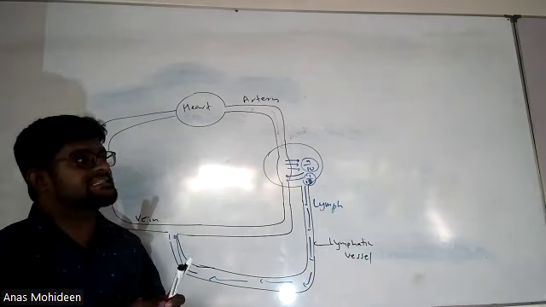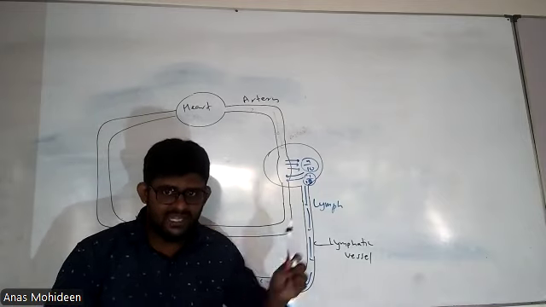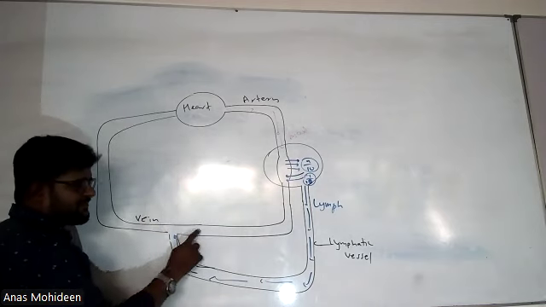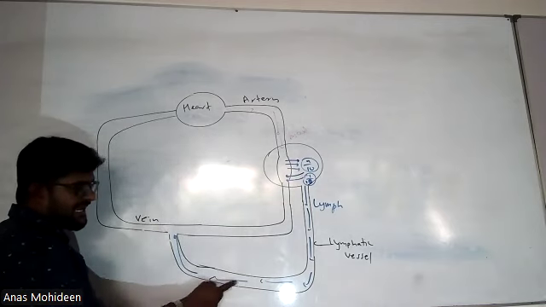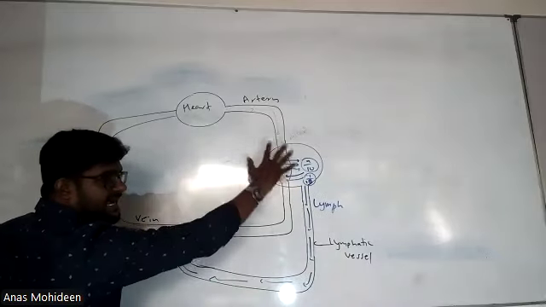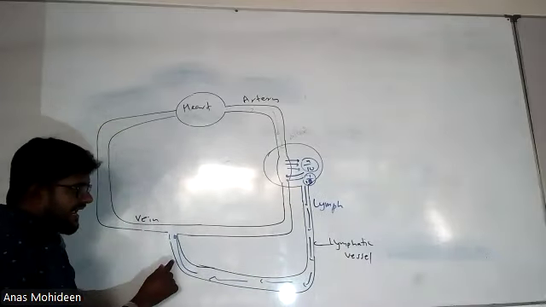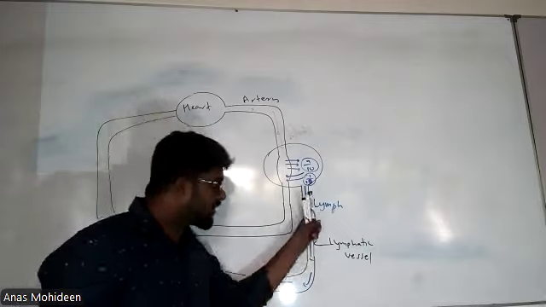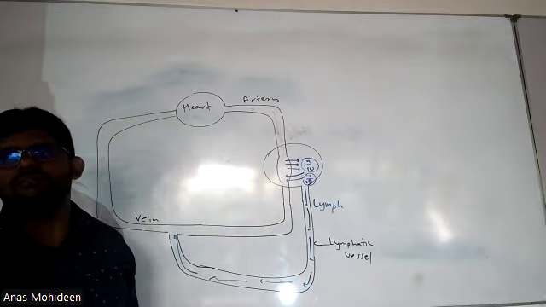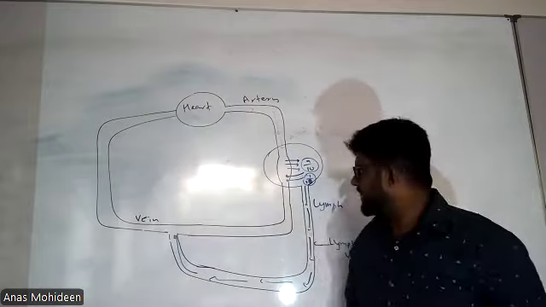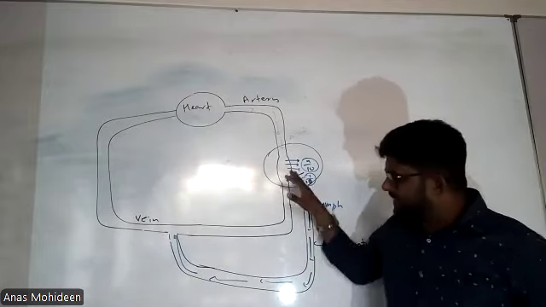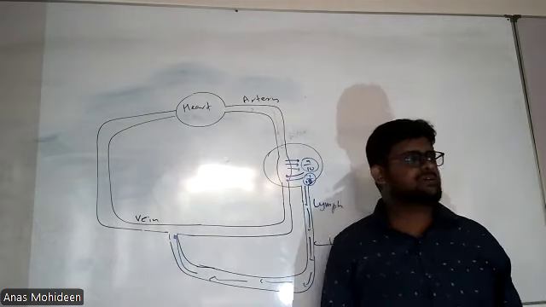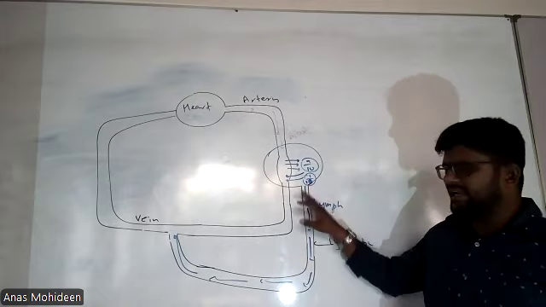Something like I told you earlier, the right subclavian vein and left subclavian vein. Earlier I showed you the diagram. The right lymphatic duct empties, getting added to the right subclavian vein. On the left side, the thoracic duct empties into the left subclavian vein. So you see, this lymphatic part works separately from the blood. It takes this and passes it back to the vein.